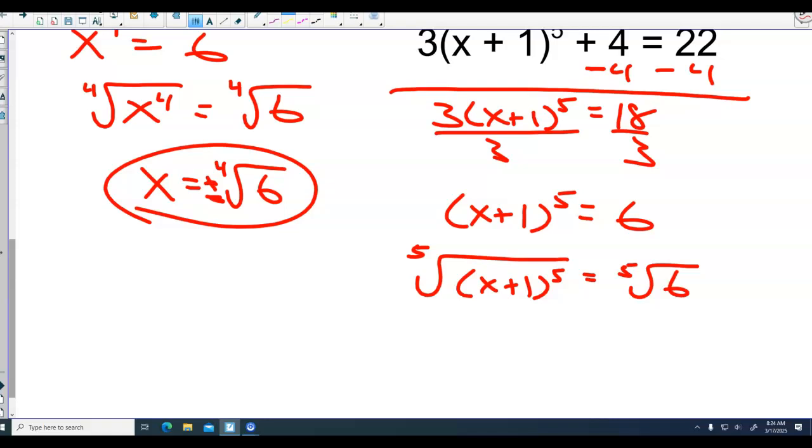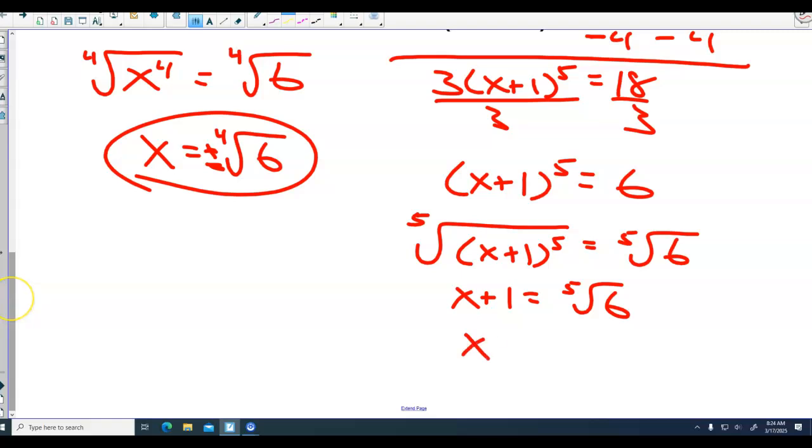If you can't take the 5th root of something, leave it. I don't want it on your calculator. So x plus 1 equals the 5th root of 6. Your answer is going to be this. Negative 1 plus the 5th root of 6.